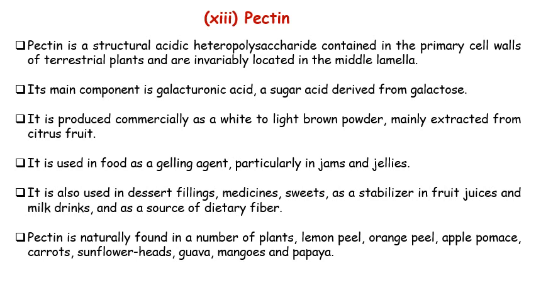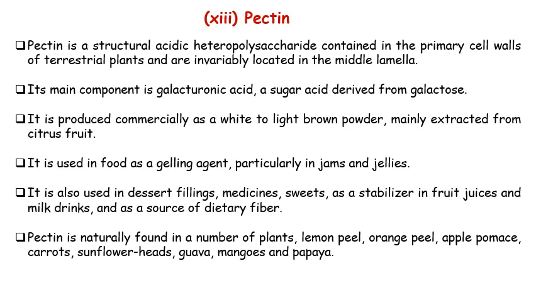Its main component is galacturonic acid, that is a sugar acid derived from galactose. This acid is derived from a sugar that is galactose. That is why it is known as galacturonic acid. It is produced commercially as a white to light brown powder that is mainly extracted from citrus fruit. The citrus is the main source of pectin, and it is also used as a gelling agent.